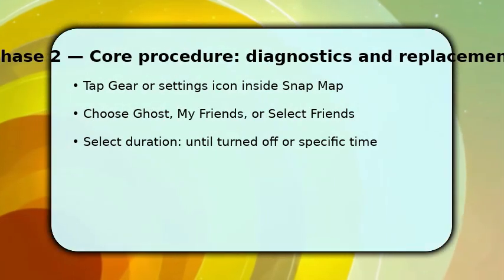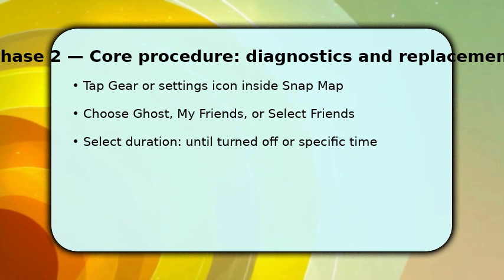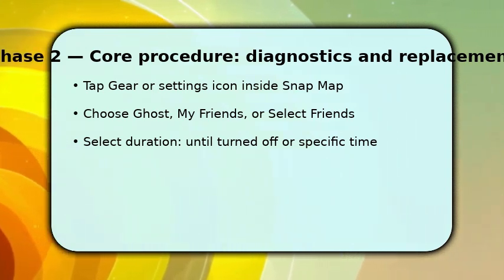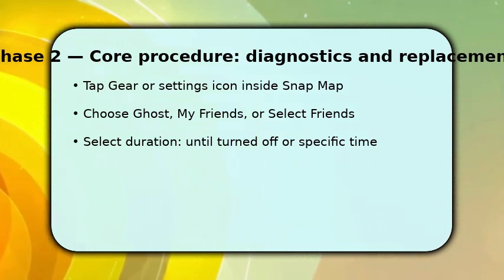On Snap Map, tap the settings or gear icon to choose who sees your live location. This matters because it controls visibility. You can pick Ghost Mode for privacy, My Friends to share broadly, or Select Friends to limit viewers.